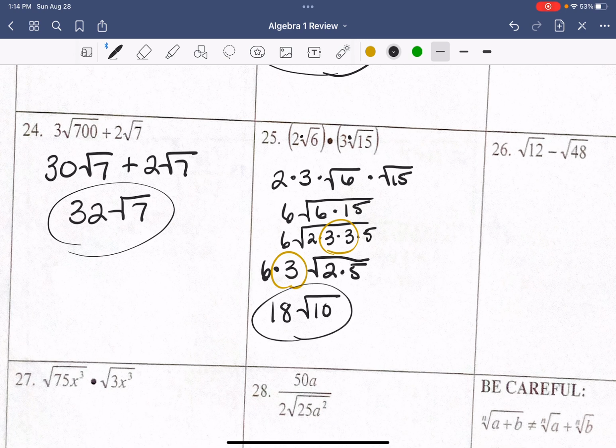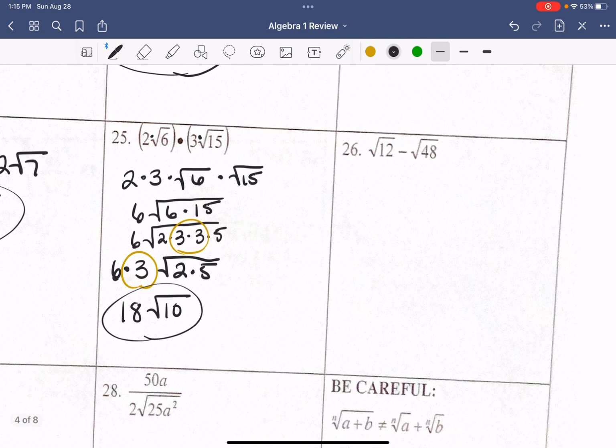That is actually fully simplified, so we are done there. And part of the reason that we know it's fully simplified is because this 2 and 5 that are inside the square root sign, we can't break those down and factor those anymore, and we don't have any more pairs under the square root sign, so there's nothing else that can be taken out of there.